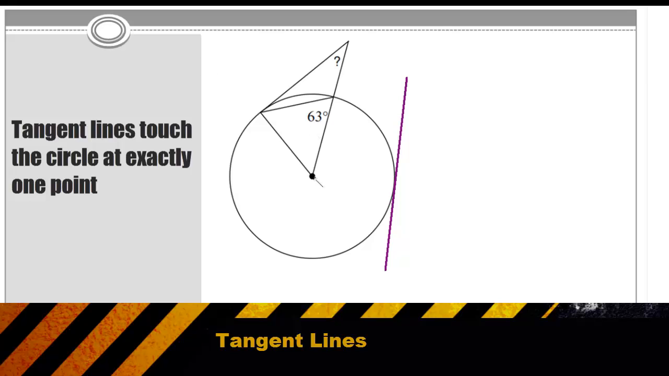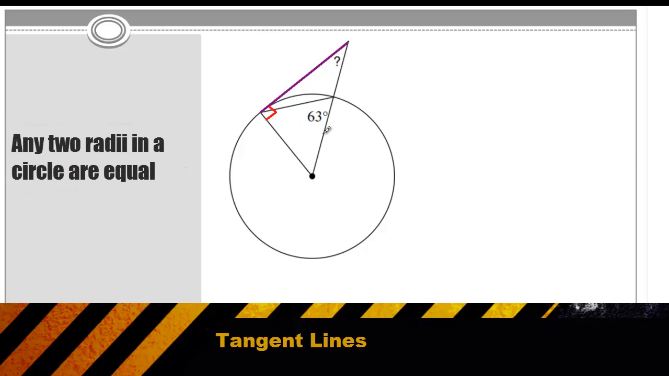If you draw a line from the center of the circle out to a tangent line, that line will always form a right angle with the original tangent. So let's see how that helps us with figuring out the angles in this triangle here. If this purple line here is tangent, then I know I've actually formed a right angle with the radius of my circle.